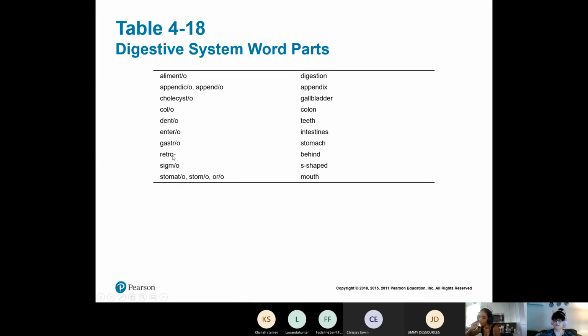This is something that you're going to hear when we talk about digestive, and it's called retro, and it means behind. And I'll give you that perfect example, the retroperitoneal. That means that area right behind the abdominal area.